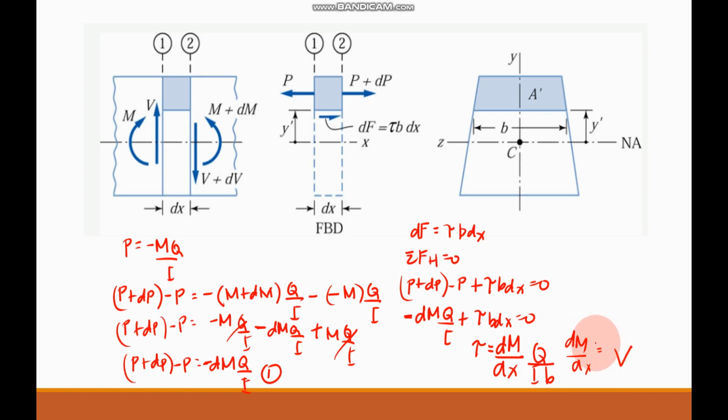That's why we now obtain the average horizontal shear stress is equal to V, or our shear force, multiplied by the static moment of area, Q, divided by the moment of inertia multiplied by B, or the width of the beam, or the width of the cross section. So this is now the average horizontal shear stress that is acting on the beam.